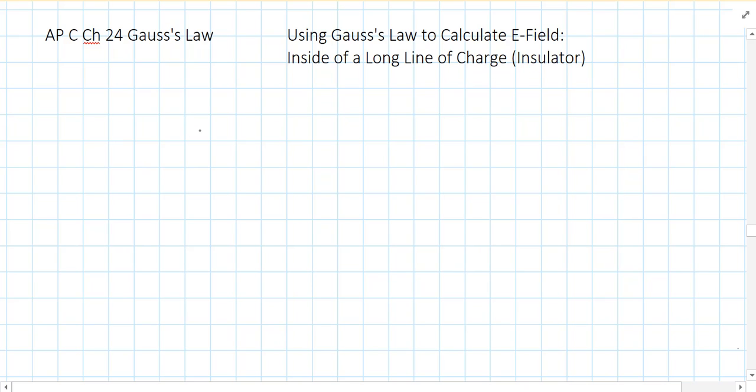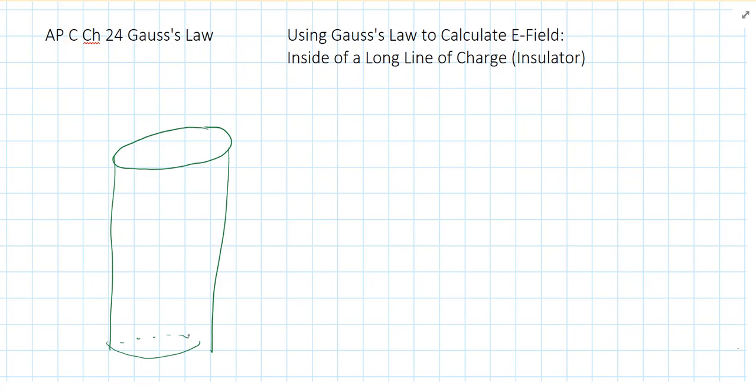I'll kind of draw this out here. So imagine here's our cylinder, okay? And it's made of something such that it's solid and the charge is uniformly distributed throughout that solid cylinder, okay? So we're going to figure out what the electric field is inside and outside the cylinder.